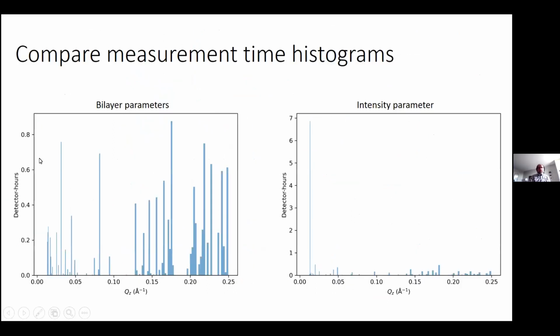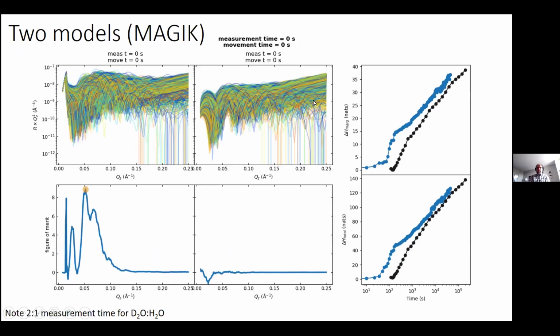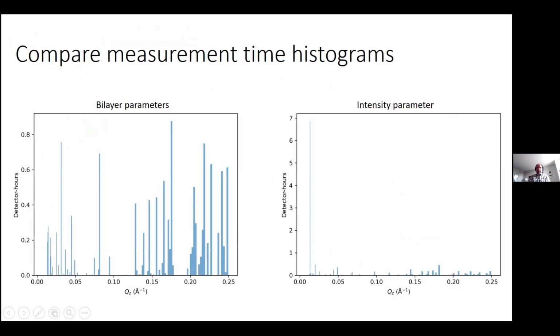In this particular case, I'm comparing the amount of time that it spends at a particular value of Q for selecting the bilayer parameters, so marginalizing on the bilayer parameters, versus on, say, the intensity parameter, which is basically only constrained at low Q. And as you can see, it spends all of the measurement time here at low Q around the critical edge, and very little out in the rest of the Q space. Whereas if you're using the bilayer parameters to marginalize it, the information is spread out in Q space. And so this sort of shows that the marginalization is working.